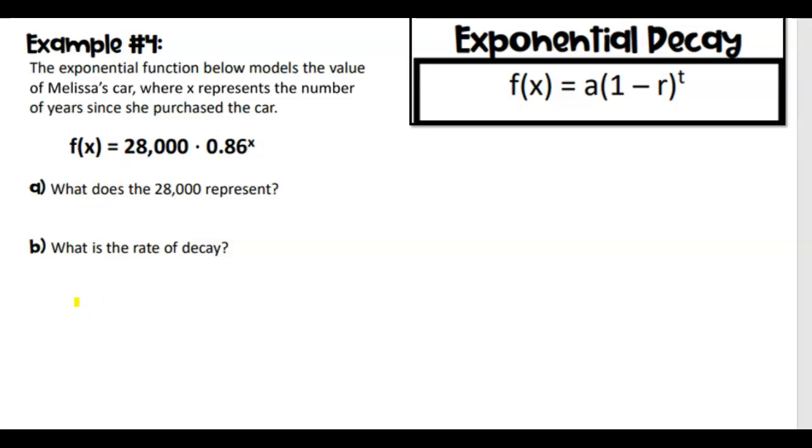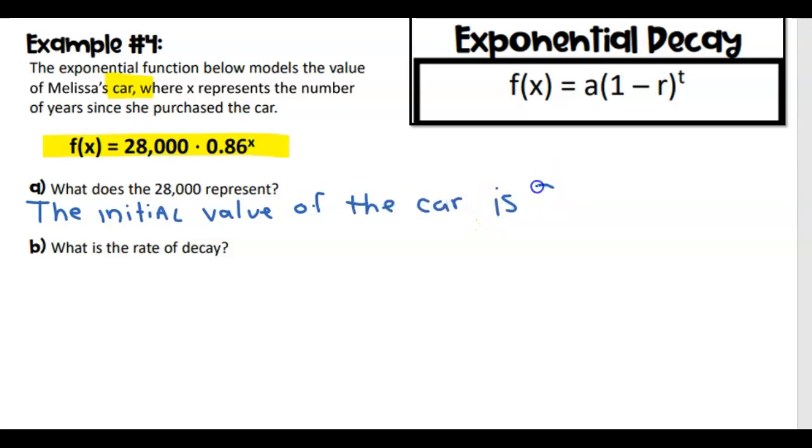The exponential function models the value of Melissa's car, where x represents the number of years since she purchased the car. So, write that word down so we know what this equation is representing. What does the 28,000 represent? The initial value of the car is, or was, that's how much the car was when she bought it.